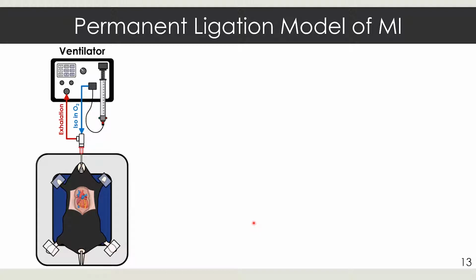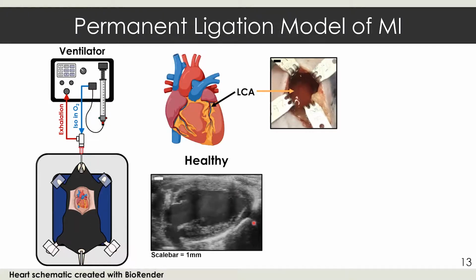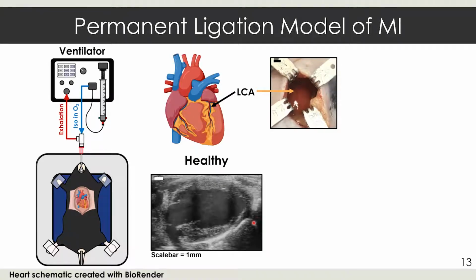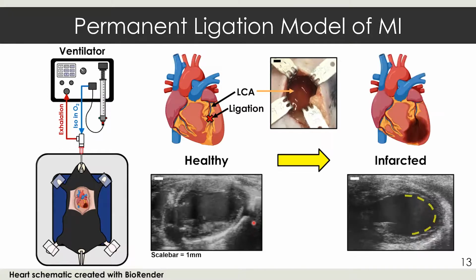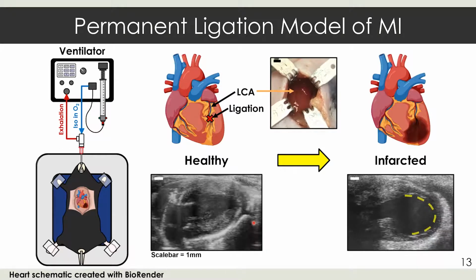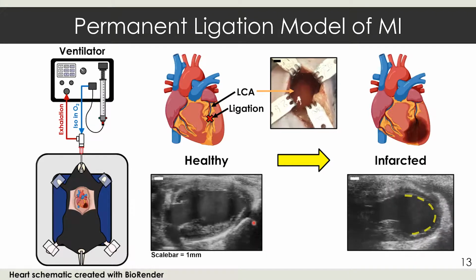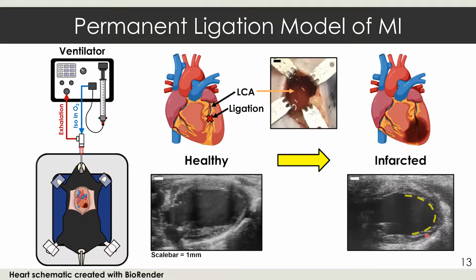So the model that we use for this study is the MI model, and the permanent ligation model specifically. In order to induce a heart attack, we first intubated the mouse endotracheally and connected it to a ventilator. We performed a left thoracotomy to expose the chest region and open the heart. Once we can visualize the left coronary artery, we then loop a suture underneath that vessel to induce a permanent ligation model of the infarct. And you can see here within 24 hours, this mouse developed a significant loss of function in the apical region here.